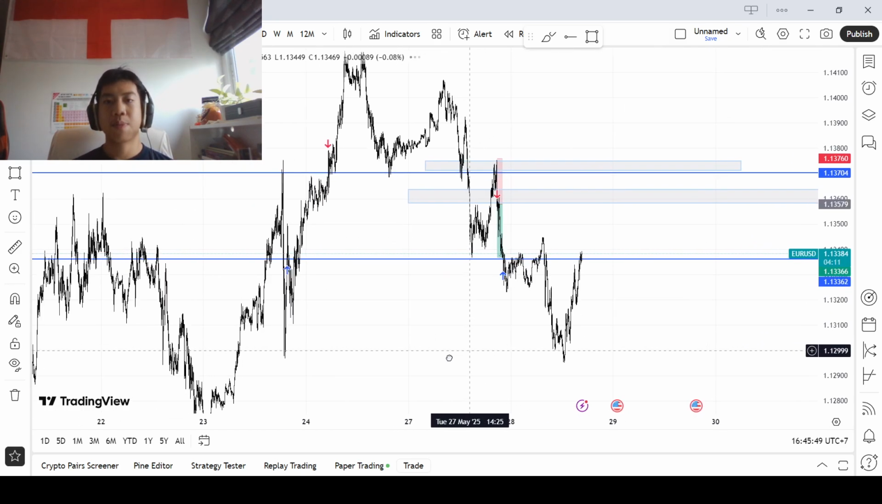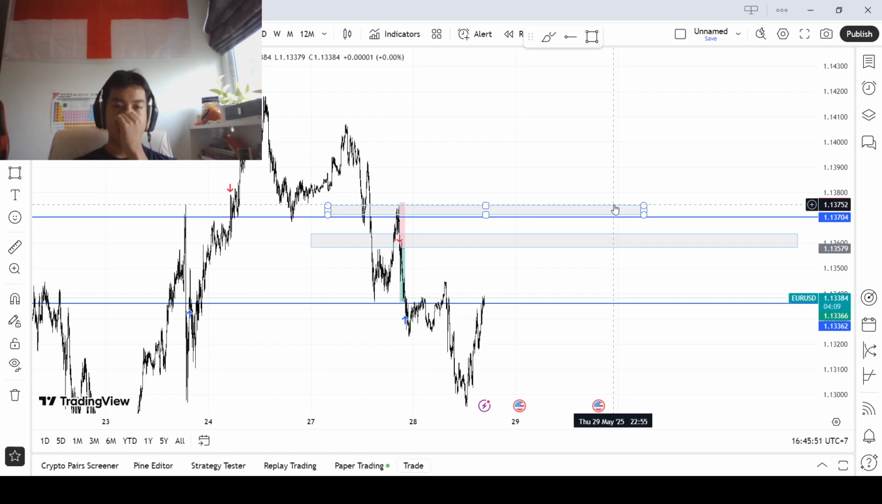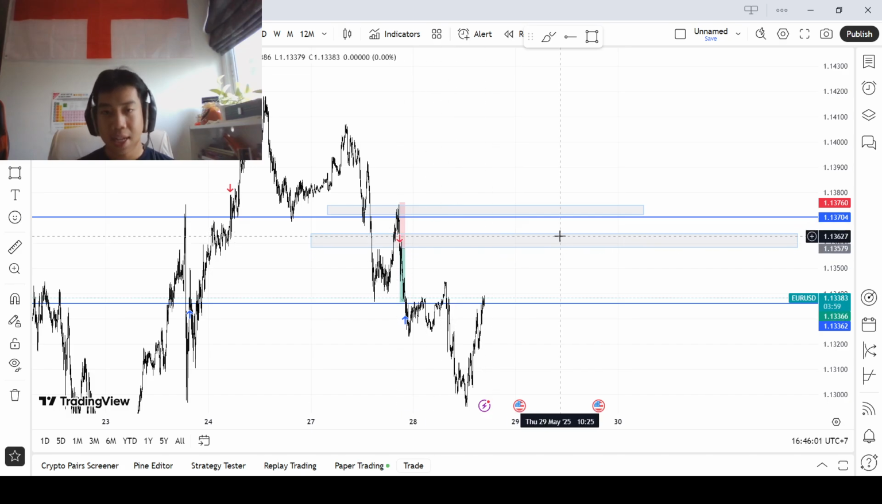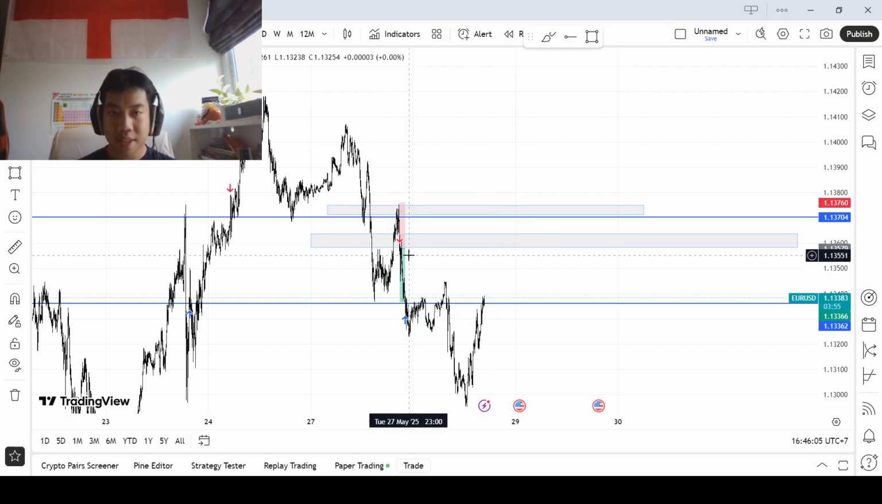But overall, I'm really really happy with this trade. I followed my trading plan, of course, risk 1% as always, and just a really high confidence trade in general, and my setups have improved.